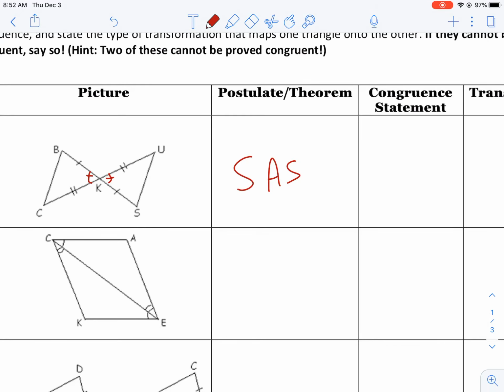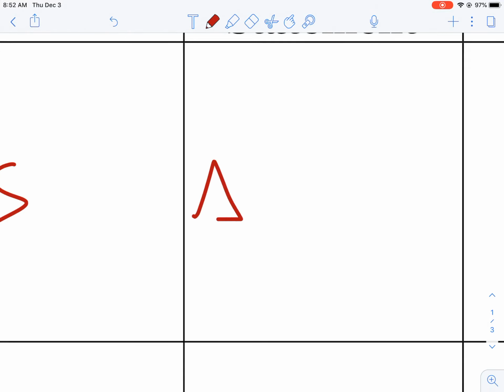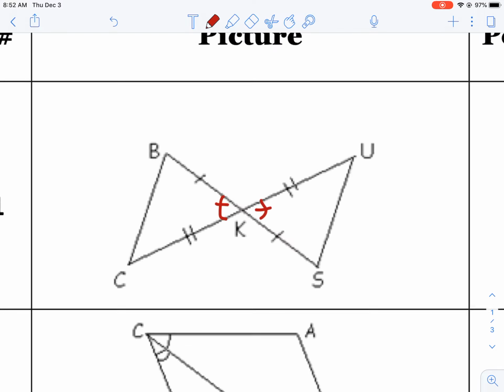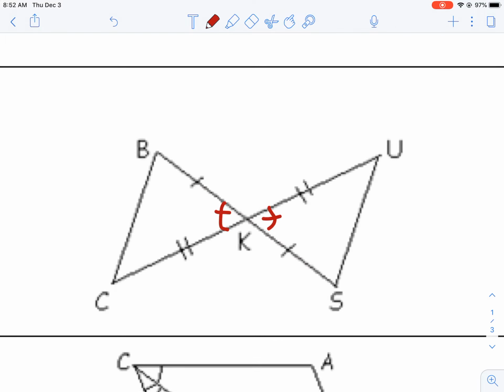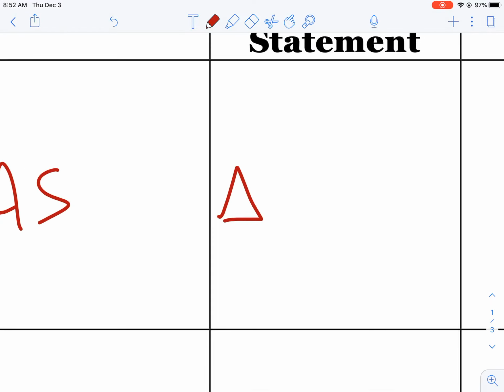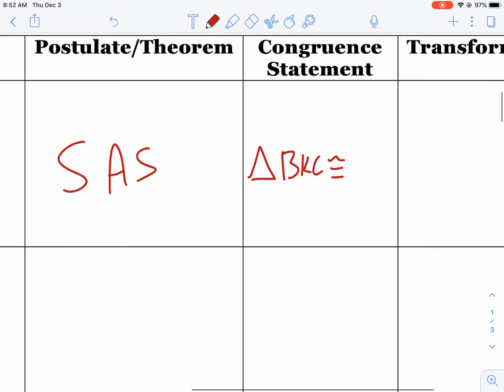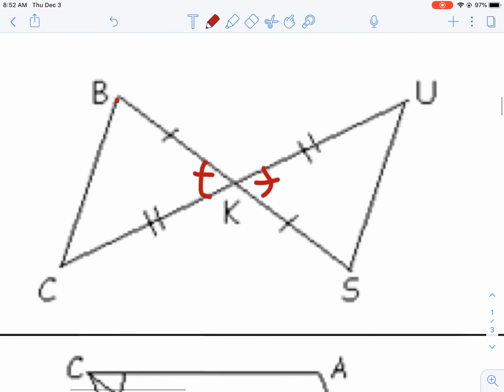The first triangle that you use for your congruent statement, you can put in any order that you want. So I might say triangle BKC. And that's going to be congruent to what? Now, remember, you have to match up the letters. So what letter matches up with B in the other triangle?